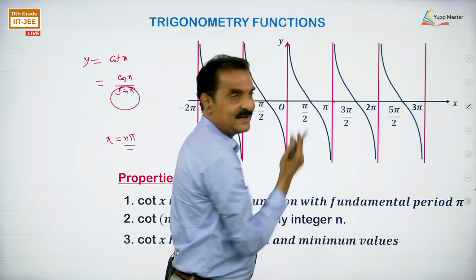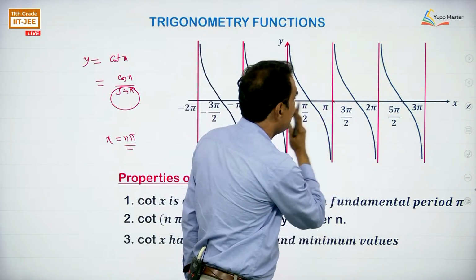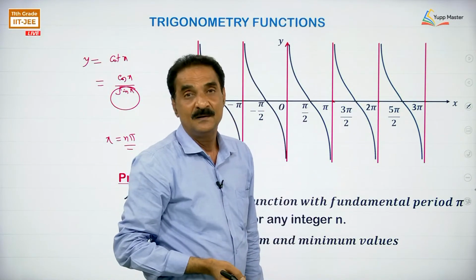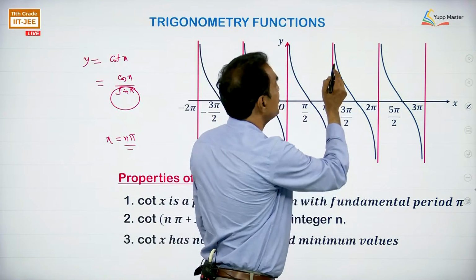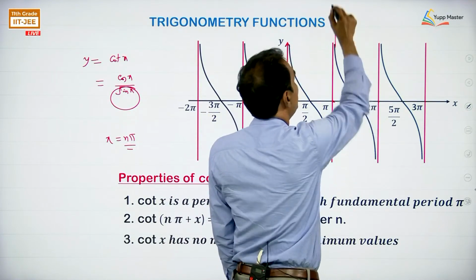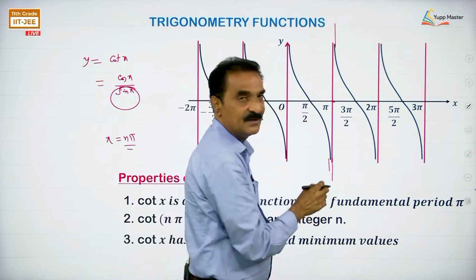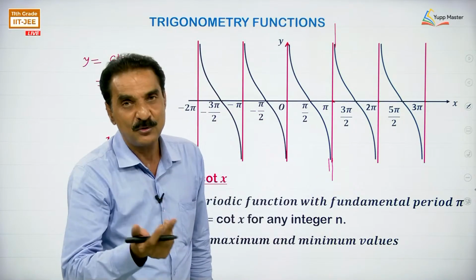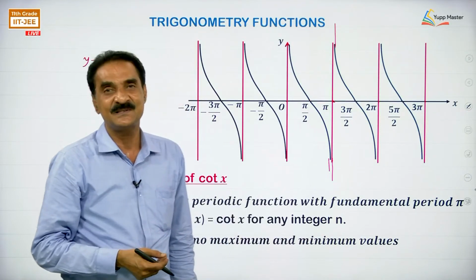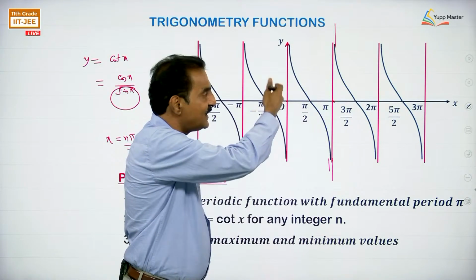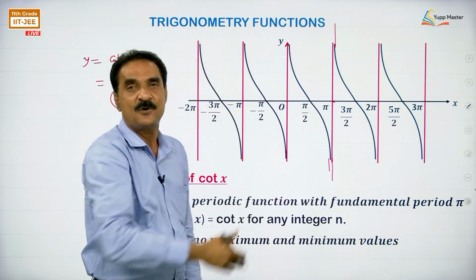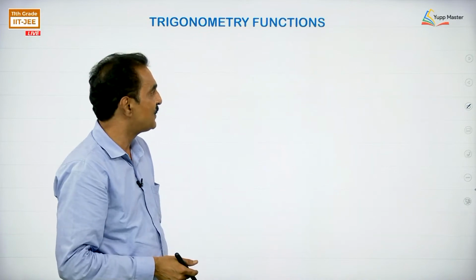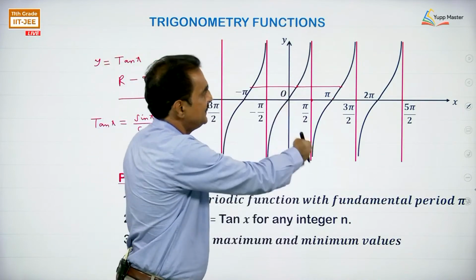And what are these red lines? These red lines separate this branch and this branch. This red line, you can say it touches cot x at infinity, and this side at minus infinity. This kind of line is called an asymptote. Okay, you are going to learn about asymptotes in the further classes. So, these red lines are asymptotes. They tend to touch the graph of cot x at infinity and minus infinity. Similarly, these are the asymptotes of tan x.